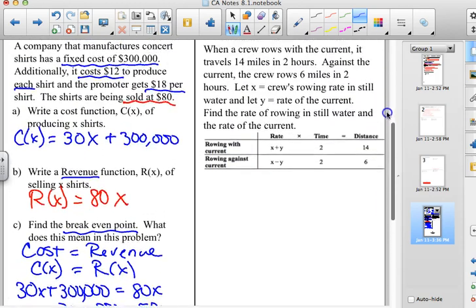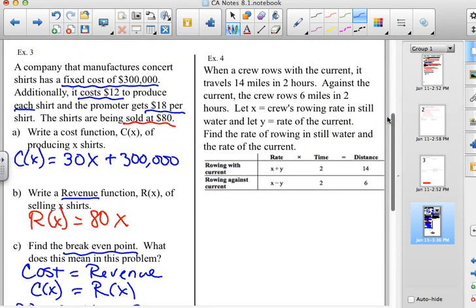All right, our last example says when a crew rows with a current, it travels 14 miles in 2 hours. Against the current, the crew rows 6 miles in 2 hours. Let x be the crew's rowing rate in still water, and let y be the rate of the current. Find the rate of rowing in still water and the rate of the current. So they're looking for x and y.